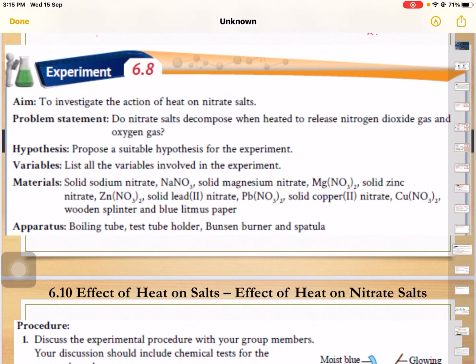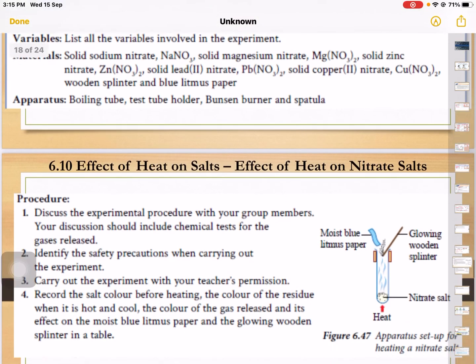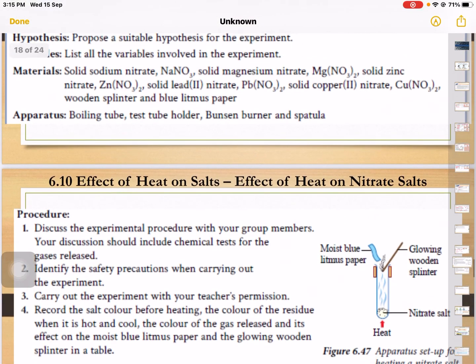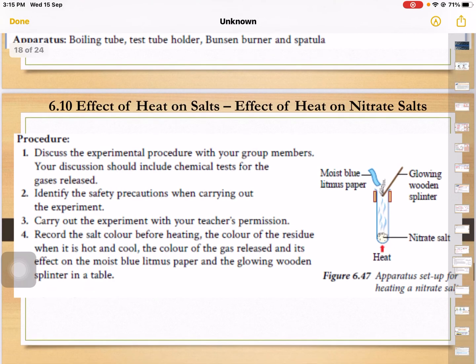Experiment 6.8 ni pula, dia punya aim adalah to investigate the action of heat on the nitrate salt. Okay, lebih kurang samalah macam action of heat on carbonate salt tadi, tapi produk dia lain. So, this is the diagram. Diagram dia, kita masukkan nitrate salt, lepas tu kita heat.